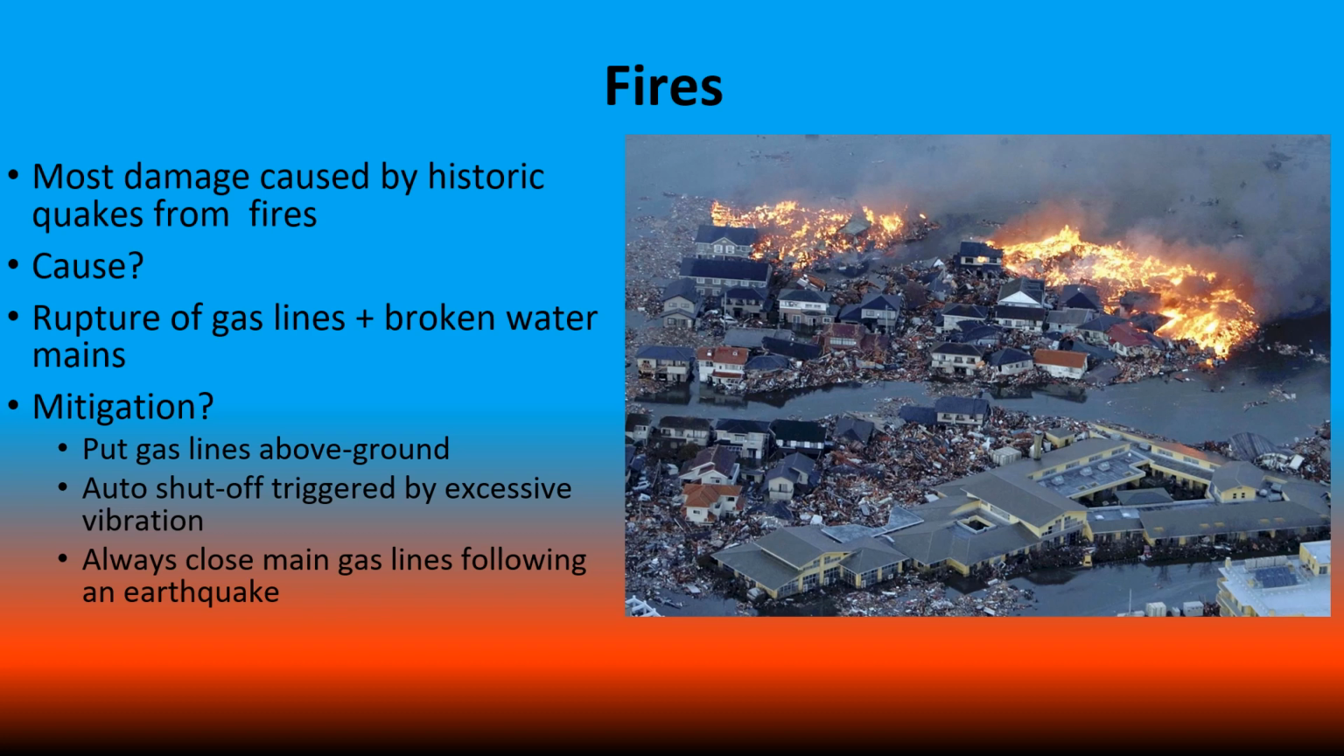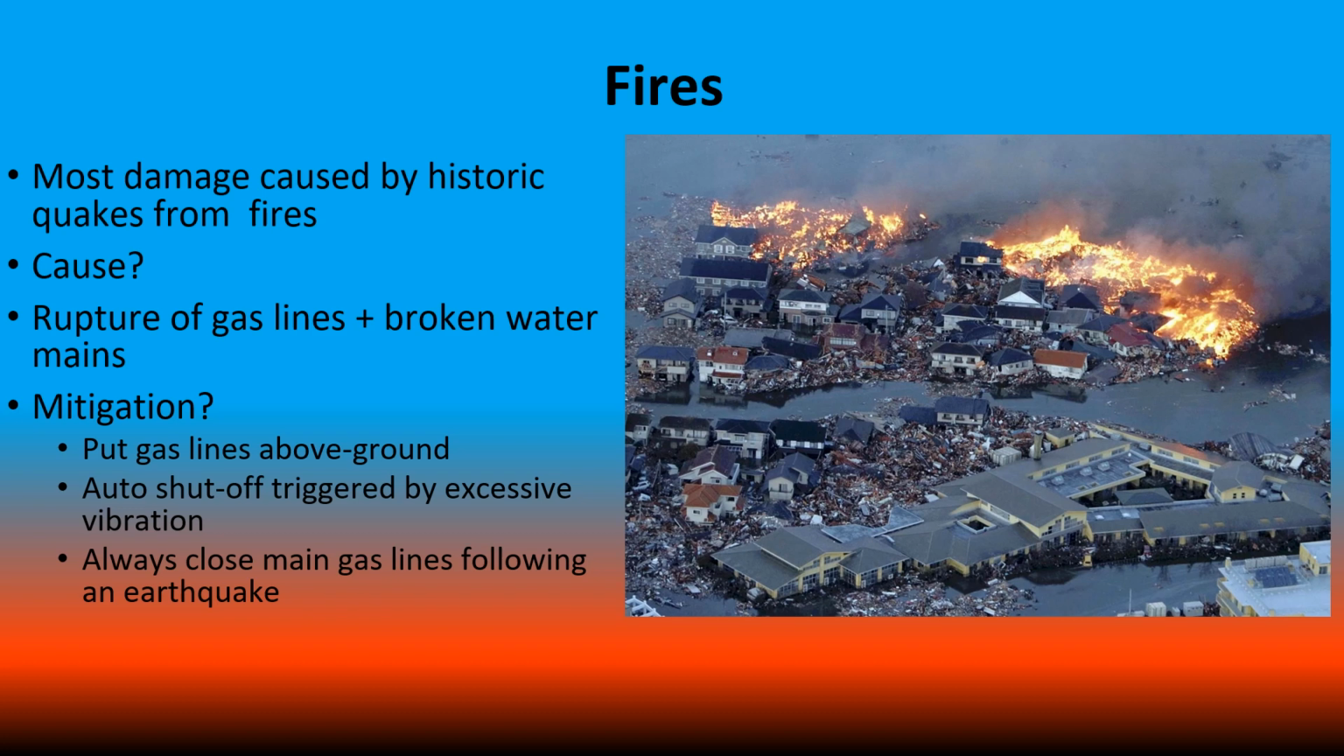And so one way that you could mitigate this in seismically active areas is to put gas lines above ground. So they're shaking, but they're not in the ground, so they're not likely to rupture. And we could put things in place, just like we do with roads and bridges, to prevent those above ground gas lines from being damaged to the point of rupturing. We, in many places, have auto shutdowns triggered by excessive vibration. So once there's enough vibration at the source, at a gas plant or wherever gas is being distributed, there'll be auto shutoffs so that there's no gas in the lines.